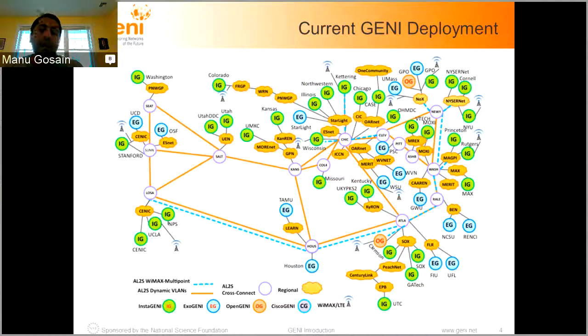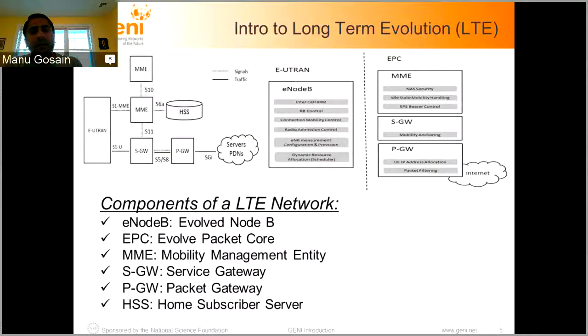As you can see, we have about 12 to 14 different wireless edges, which are shown here. And we'll be working with the Rutgers InstaGENI rack, shown in green if you look up towards New Jersey, and we'll be using an LTE base station that's been deployed there. So just to give you a quick overview of what LTE is.